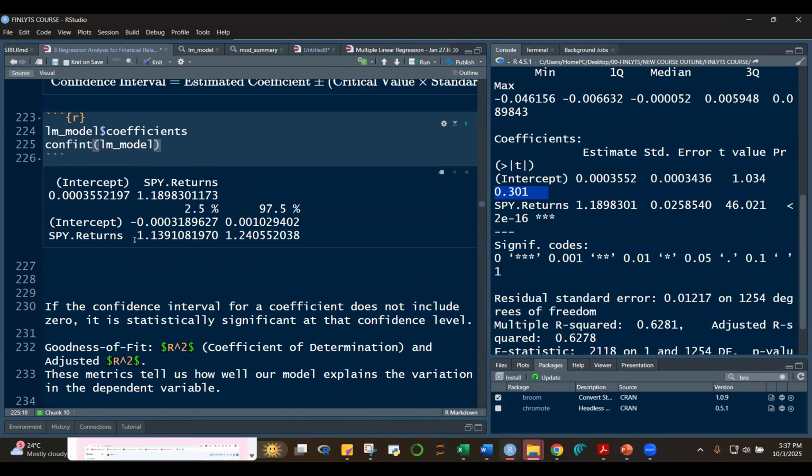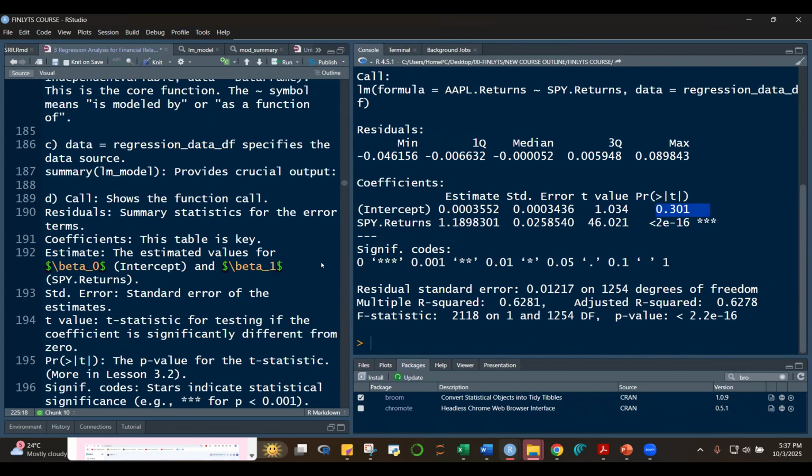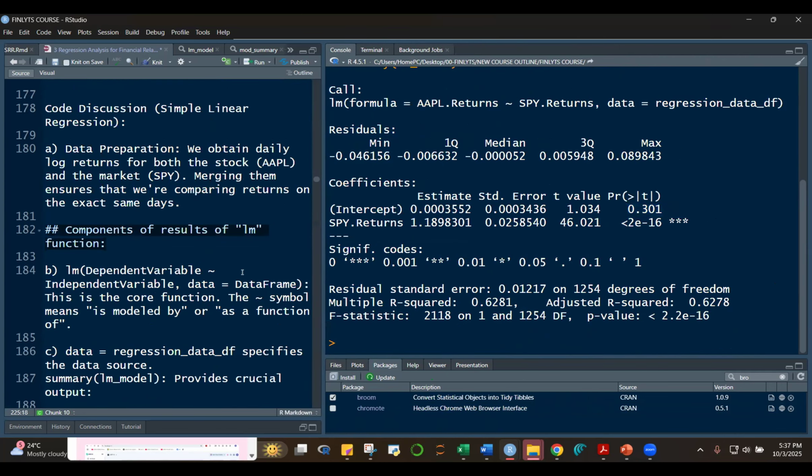Why? It will not touch the zero value. So there's no possibility. The possibility is very, very small that SPY returns can possibly be zero. Kasi between 1.14 siya and 1.24, how can that include zero? So hindi kasama si zero dyan. That's why we take a look at the SPY returns, class. Highly significant.